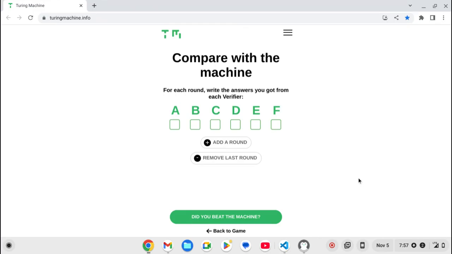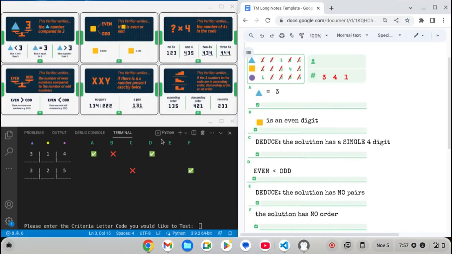So how did we do versus a Turing machine? Well, we look back, our puzzle did have 6 criteria cards, and we only tested 5. We were able to deduce outright criteria card E. So notice that in our first round, we did A, B, D, and then in the second round, we did 2 of the remaining, C and F, and we were able to deduce E. So let's go ahead and type that up.